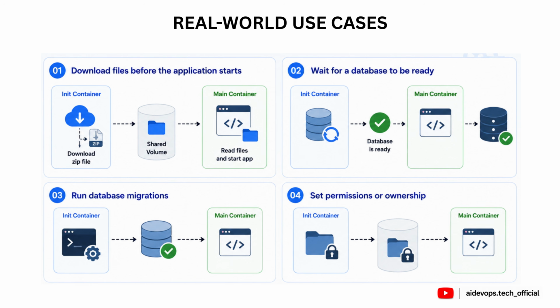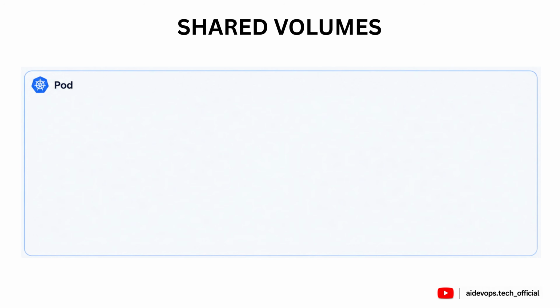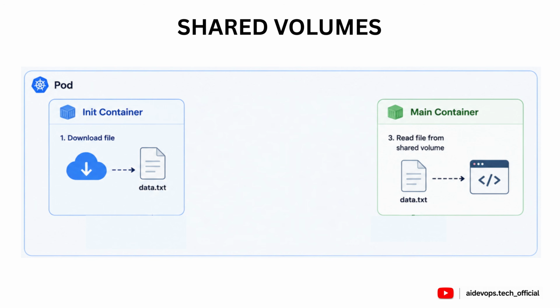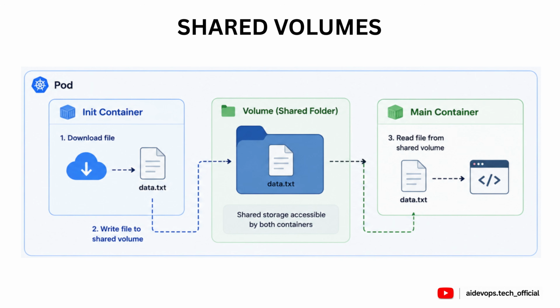Before we write a YAML file, I want to quickly introduce a new concept, a volume. In our example, the init container will download the file and the main container needs to read those files. But the containers are isolated, so they cannot access each other's files. So Kubernetes gives us a volume. Think of it like a shared folder that both containers can access. The init container writes the files in the shared folder and the main container reads from it. We will cover volumes in detail in a separate video. But for now, just remember volume is equal to a shared folder between the containers inside a pod.